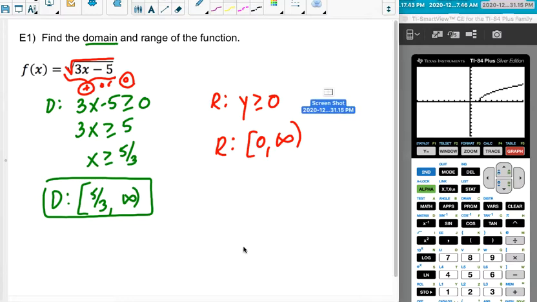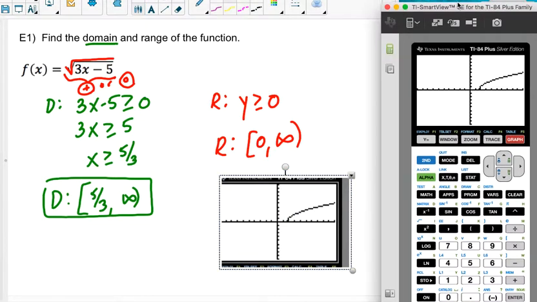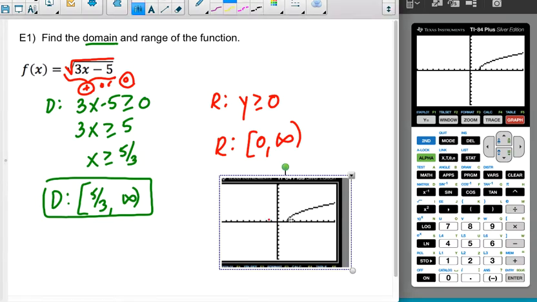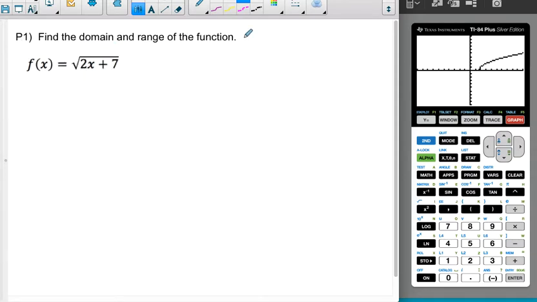We can confirm in a calculator that the range, the lowest values here, is from here up. That's my range going up, and my domain is from here, which would be 5/3, going this way. That would be my domain. That's where the graph exists. All right, so go ahead and try that with P1.